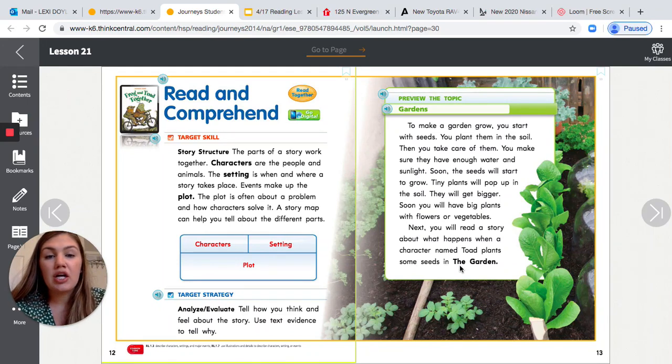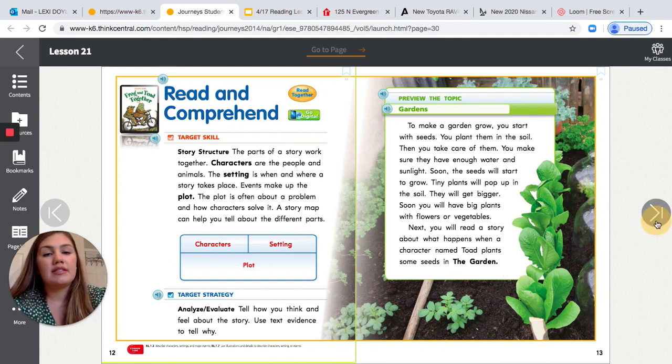Preview the topic, gardens. To make a garden grow, you start with seeds. You plant them in the soil. Then you can take care of them. You make sure they have enough water and sunlight. Soon, the seeds will start to grow. Tiny plants will pop up in the soil. Then they will get bigger. Soon you will have big plants with flowers or vegetables. Next, you will read a story about what happens when a character named Toad plants some seeds in the garden.